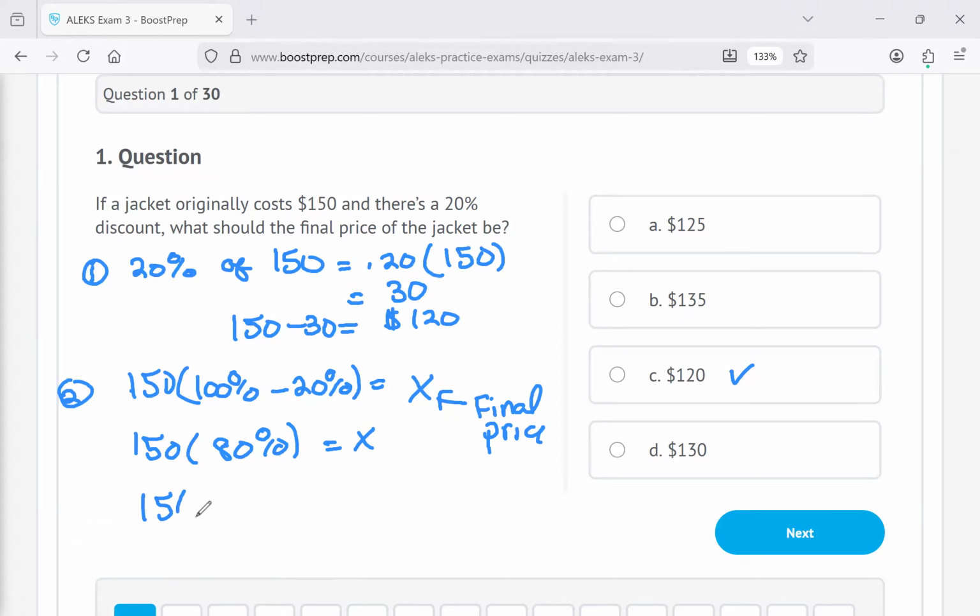So 150, and then what's 80% as a decimal? Move it two places to the left, 0.8. That equals X. Put that in the calculator, 150 times 0.8, and it gives you 120, which is our final price. Okay. Honestly, I think this way is easier. Just take 20% of 150 and then subtract it from the original cost of 150.